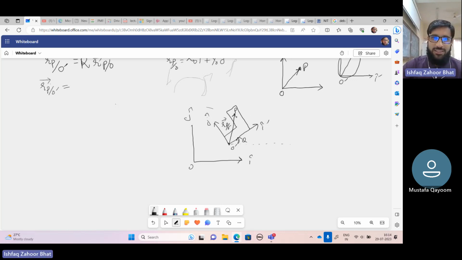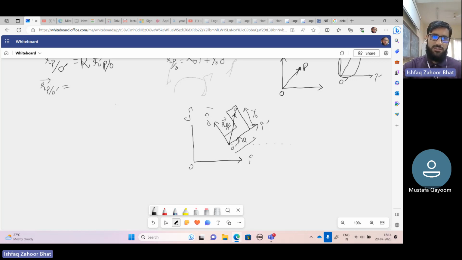See, one thing is there. If you note, what is this distance? It cannot change. See, this is a fixed body, isn't it? Yes, sir. This is a fixed body. You cannot change this distance, and this frame is attached to the body. So this distance can't change.